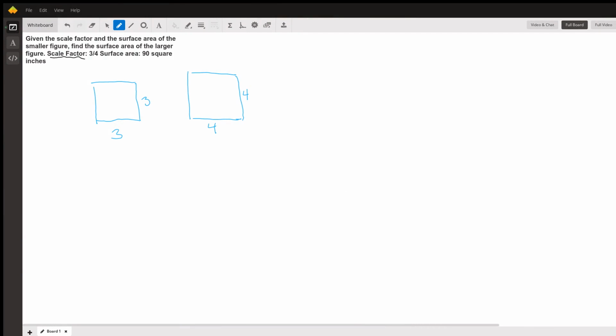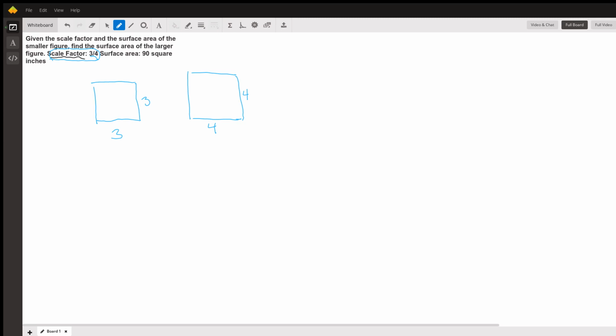Hi, this is Larry. To do this problem, we need to understand what scale factor means. It is, in fact, a comparison of a linear dimension of one figure to another, not a comparison of surface area. That makes a big difference.